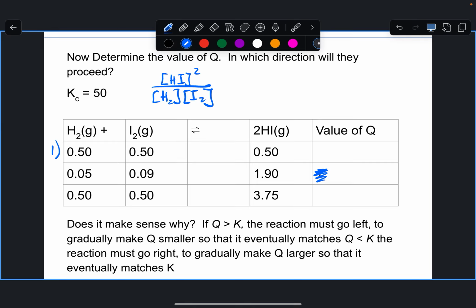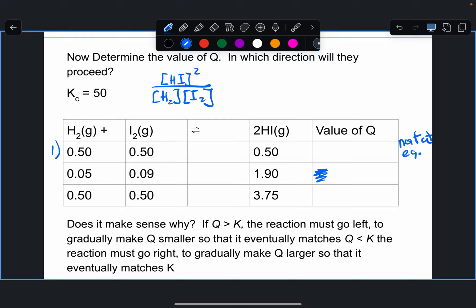Yeah, it's 1. So it's 0.5 squared over 0.5 times 0.5. So it's 1. So it's not 50, right? So this is not at equilibrium yet. Not at equilibrium. So then the question is, which way is the reaction going to go to get to equilibrium? So if it's currently a ratio of 1 to 1, and we want it to be a ratio of 50 to 1, that means we need to make more products, right? We have to get that top number to be significantly bigger.